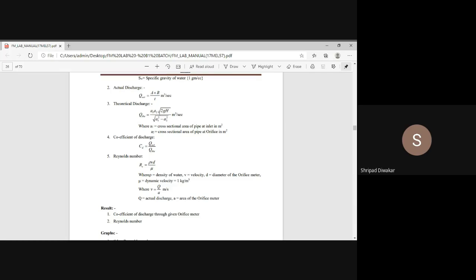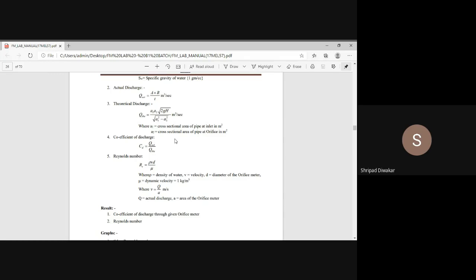Small a1, a2, it's not capital A1, A2. It is small a1, a2 into square root of 2gH divided by square root of a1 square minus a2 square. Already you derived this derivation in fluid mechanics. That is the coefficient of actual and theoretical discharge. You have done problems also in orifice meter, venturi meter, etc. The same formula we are using here.